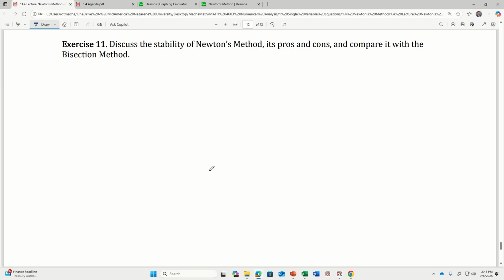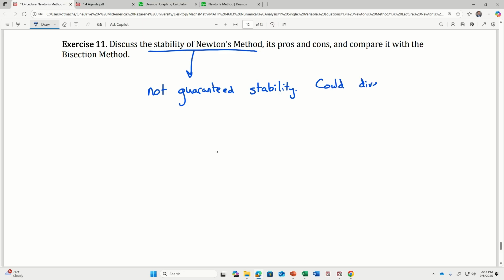And then the last thing says, discuss the stability of Newton's method. So that just means not guaranteed stability, right? Because it could diverge or enter a cycle. What are the pros and cons? So that's obviously a big con, right? For one thing, it's not always guaranteed to be stable.